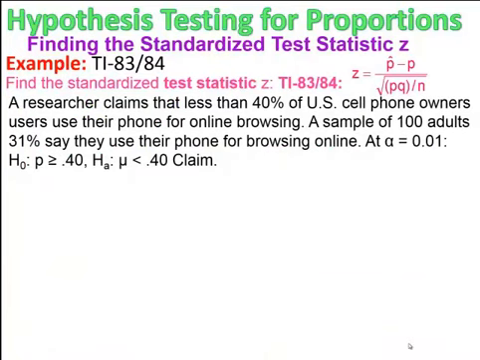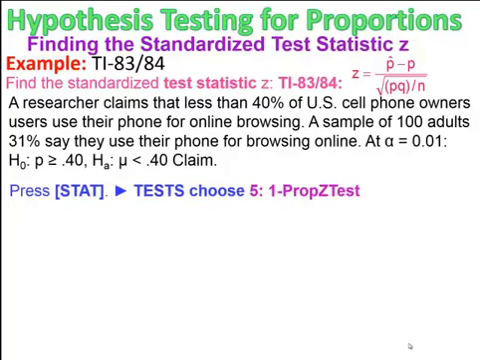So let's find that test statistic Z in the calculator. So we have this example here. All I'm doing right now is finding your test statistic so you know how to do it in your calculators. A researcher claims that less than 40% of U.S. cell phone users have used their phone for online browsing. In a sample of 100 adults, 31% say that they use phones for browsing online. And then we have a level of significance, or alpha, of 0.01. And they're giving us the hypothesis statement with the claim on the alternative.